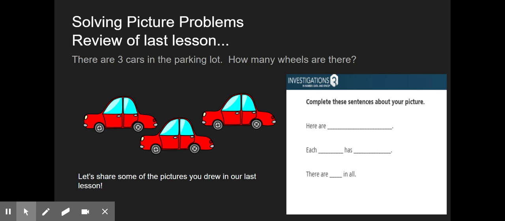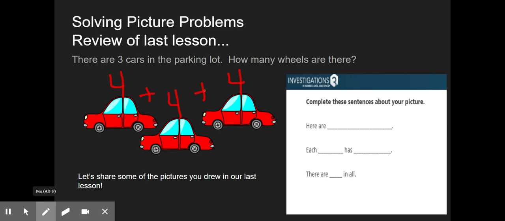I remind you that when we're counting the wheels in a car, we could use repeated addition. We could say there are 4 wheels on this car, 4 wheels on this car, and 4 wheels on this car. And then we'd add these together. We'd say 4 plus 4 equals 8. And 8 plus 4 more equals 12.